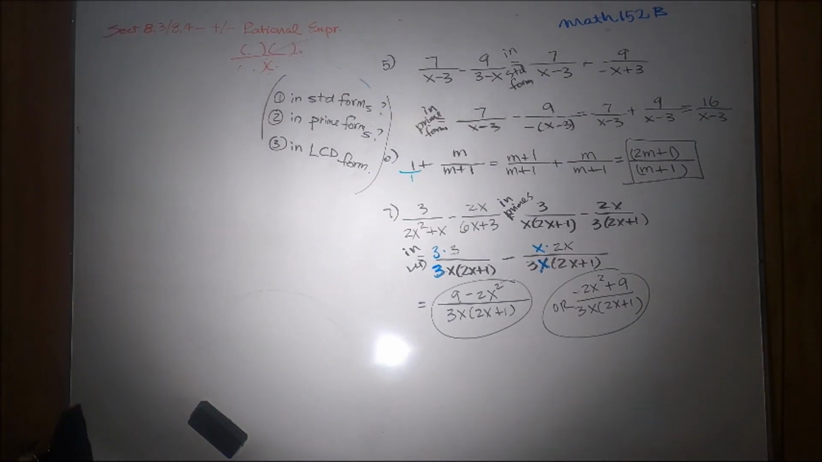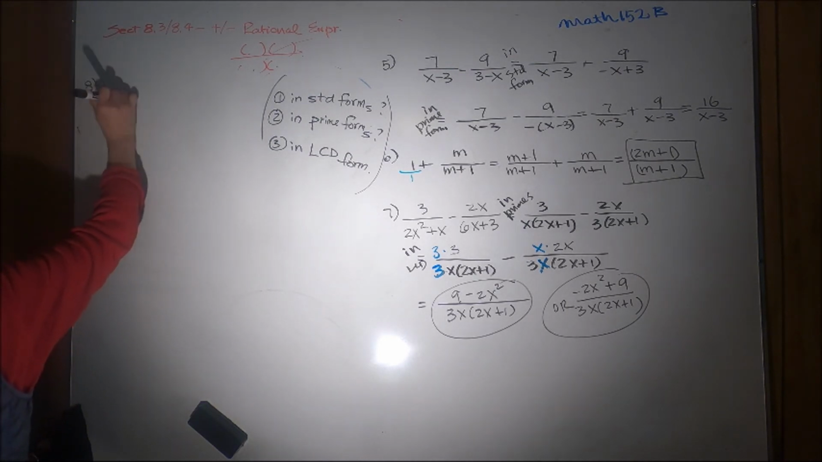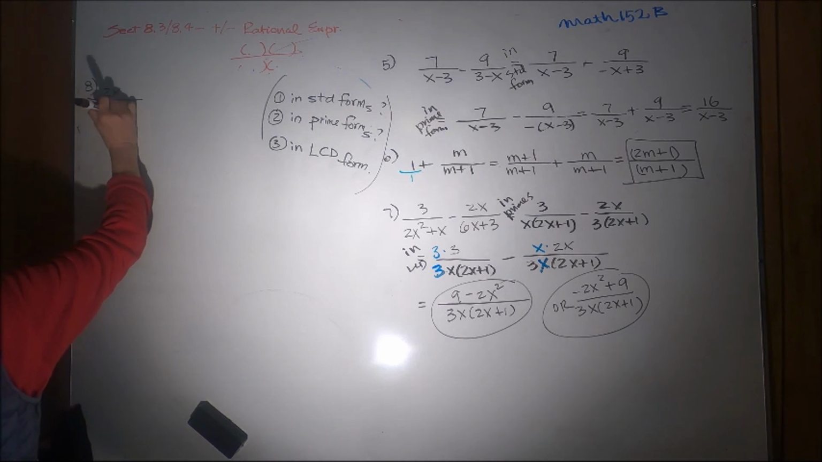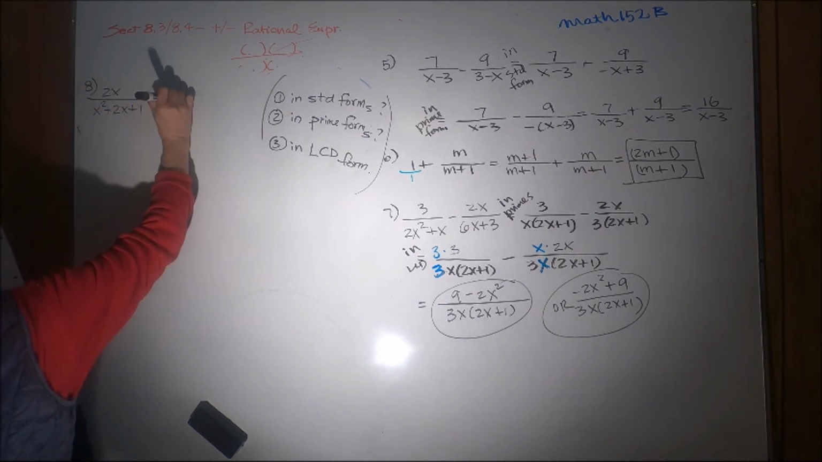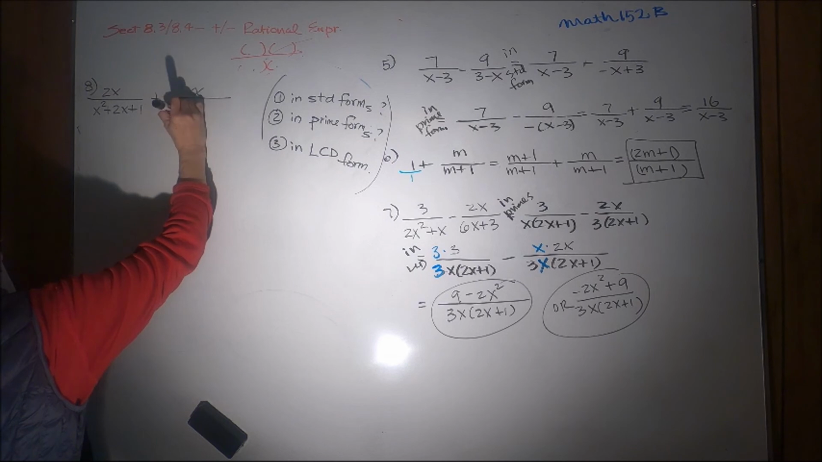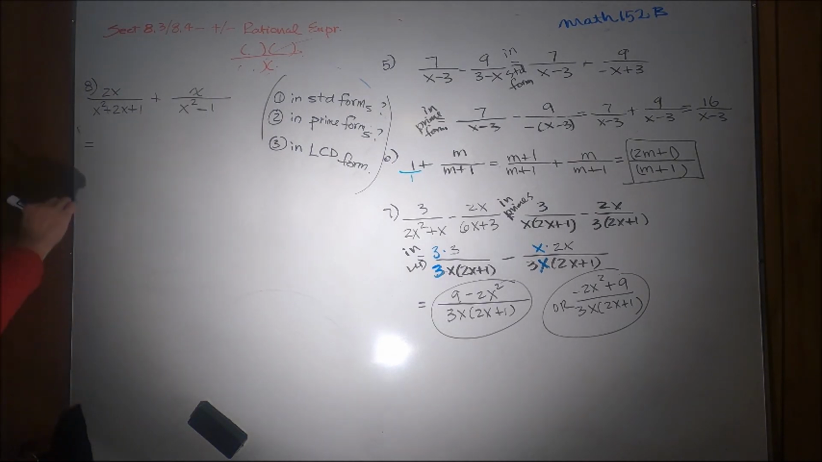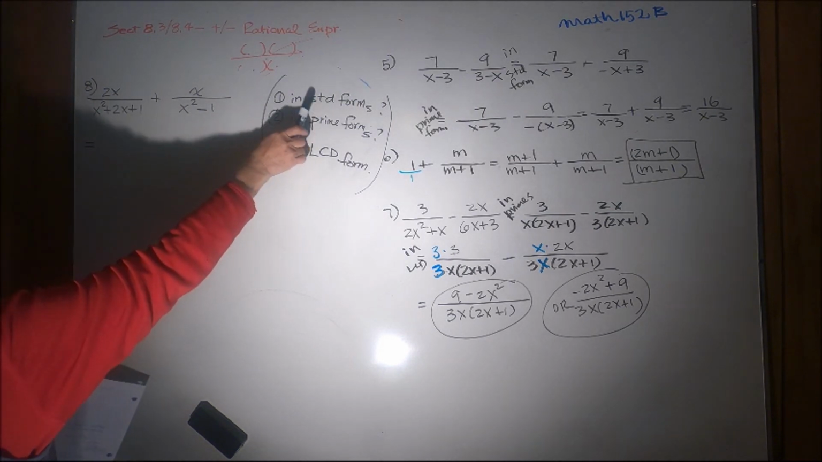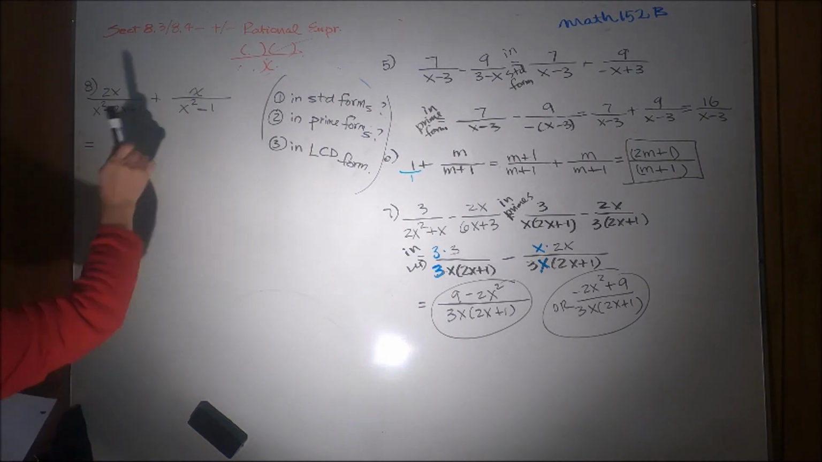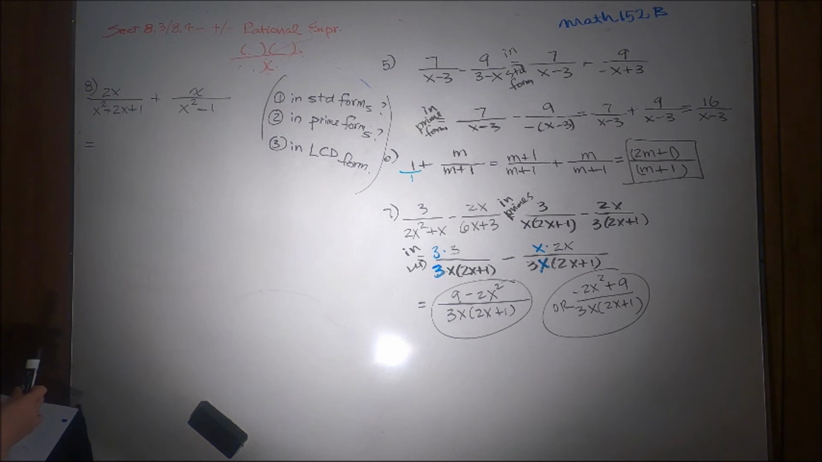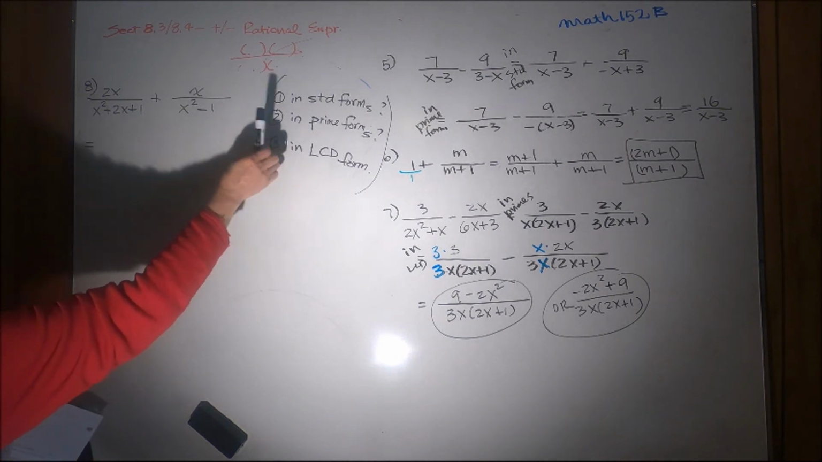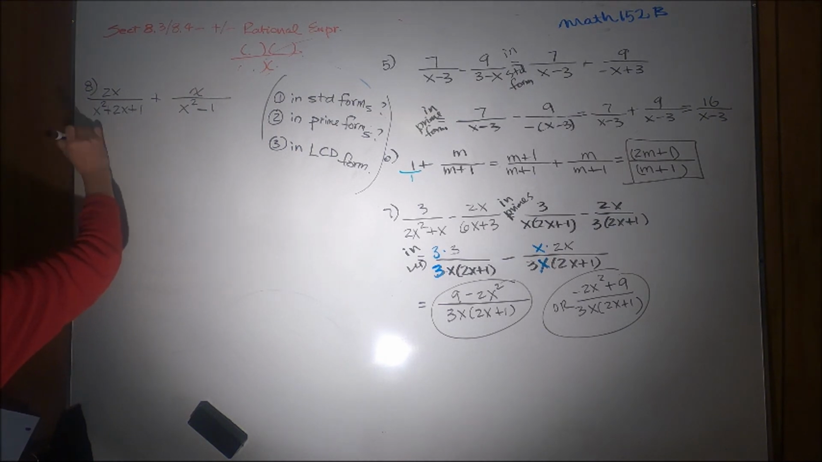Okay, for number 8, we have 2x over x squared plus 2x plus 1, a fraction added to another fraction. So first we check if it's in standard form, right? Yes. Okay. The next one, we'll have to write it in LCD. So we have to do the what? Prime forms first. So we will write it in primes, right?